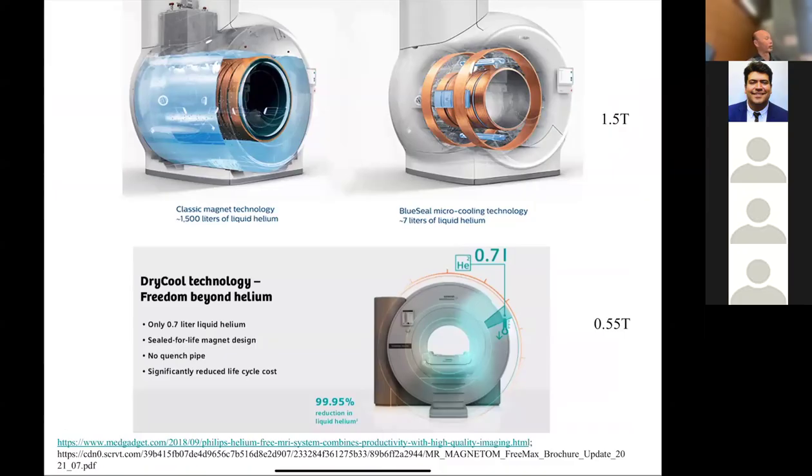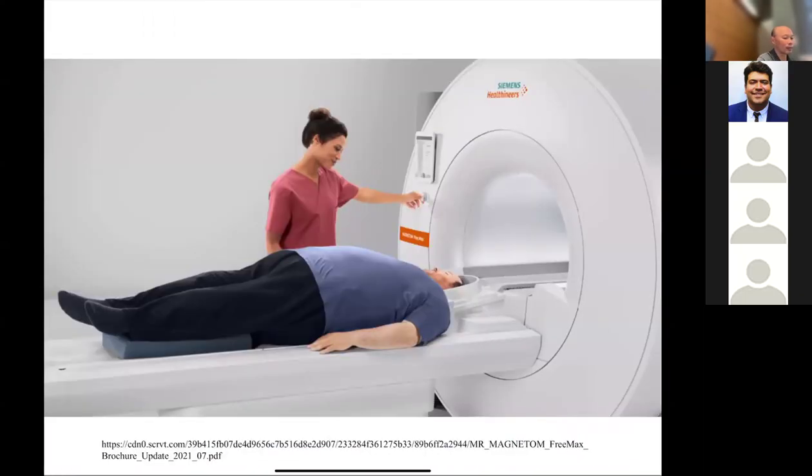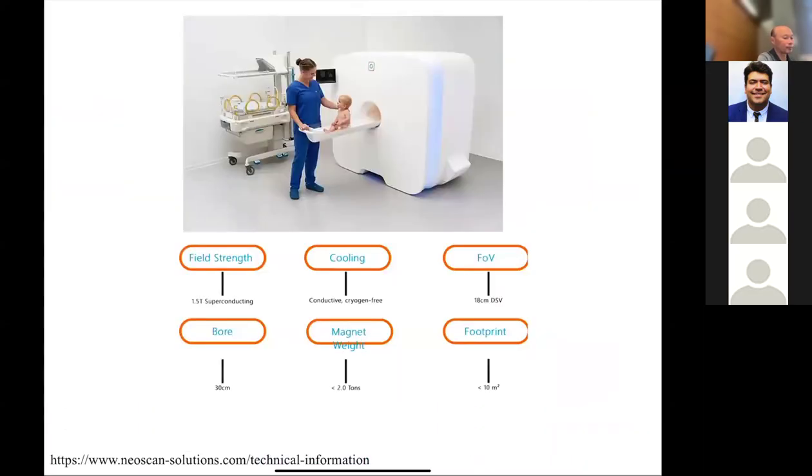So that's led the manufacturers to go to lower helium designs. That's one of the changes in the field: instead of needing, on this side, 1,500 liters of liquid helium, this magnet only uses 7 liters of liquid helium. This is based on designs where they're able to do much better refrigeration just by conducting the heat away from the magnet. Okay. For example, this is another one that doesn't use very much helium.